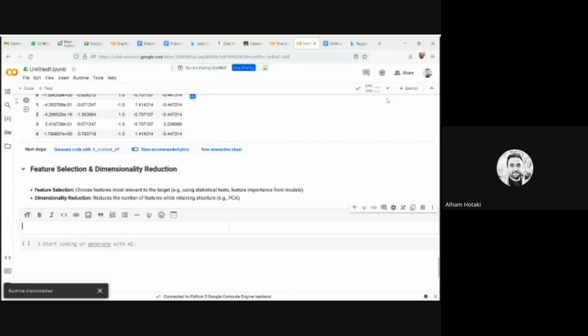runtime disconnected. I think no, it's connected again. That's okay.